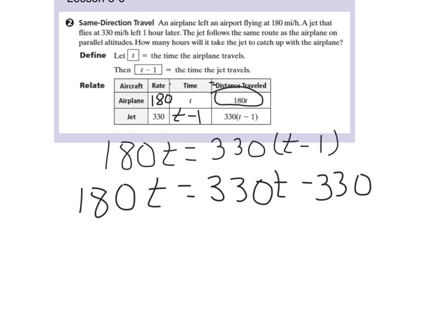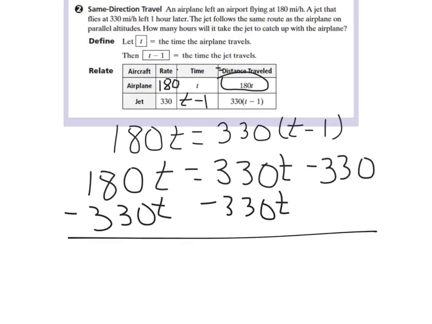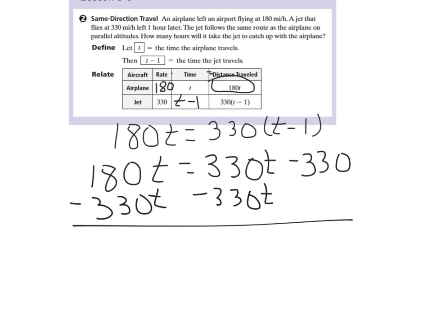Okay, and then we're going to combine like terms. I'm going to subtract 330t from both sides. I don't like to work with negatives, but in this case, it saves me a step. And so when I subtract, I'm left with negative 150t equals negative 330.